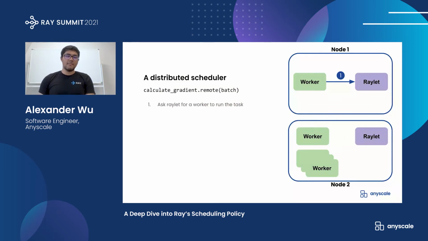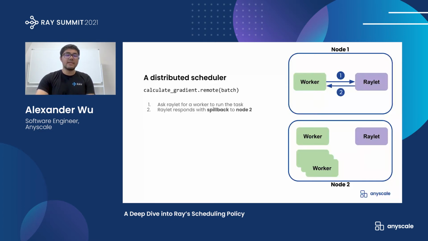Okay, so the general process for this goes along the lines of iterative querying. The first thing that a worker will do is talk to its local raylet, or to a raylet, and ask for a worker process to run that task on. Just for the sake of illustrating the longer path for Ray, let's pretend that this raylet does not have any available workers.